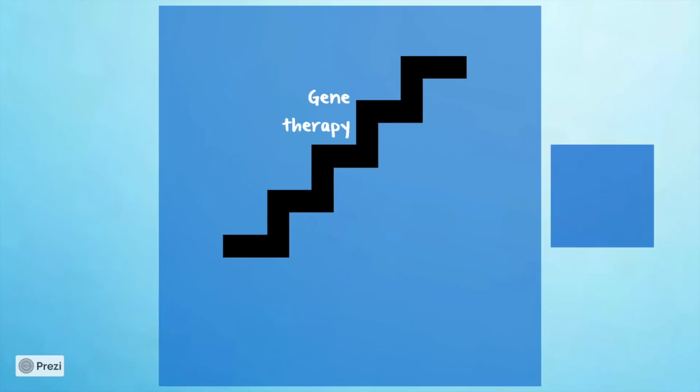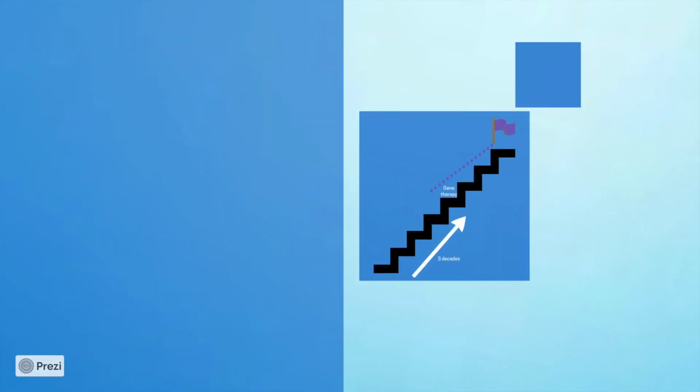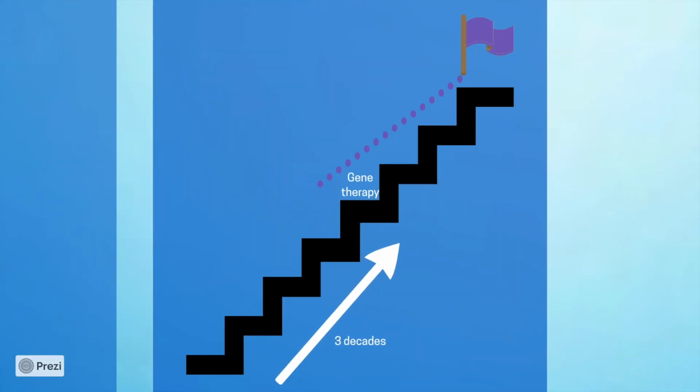Gene therapy is still a very much developing field. As you've seen in this webinar, there are still several issues that have to be addressed, such as making targeting more specific and avoiding immune side effects. Despite this, the field has made massive leaps in the past 3 decades, and with CRISPR, we are currently standing at the cusp of a revolution in gene therapy.